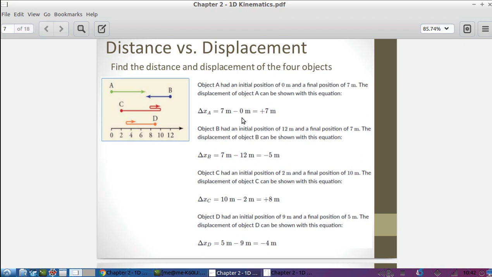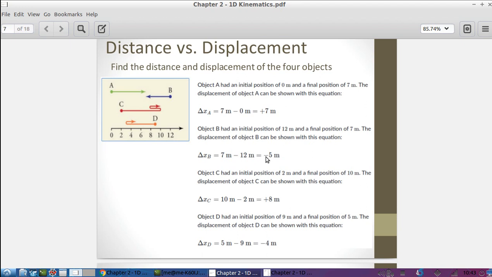Object B, the displacement is the final position, which is 7 meters minus 12 meters. So we see that the magnitude of the displacement is the same as the distance, right? It travels 5 meters, but displacement is a vector. So since object B is traveling in the negative x direction, this formula gives me a negative sign, right? If I do final minus initial, I've got a negative sign associated with object B's displacement, so that tells me it traveled 5 meters in the negative x direction. So that's the magnitude. The negative sign tells me the direction of object B's displacement.